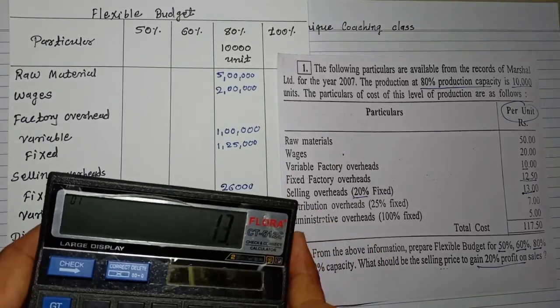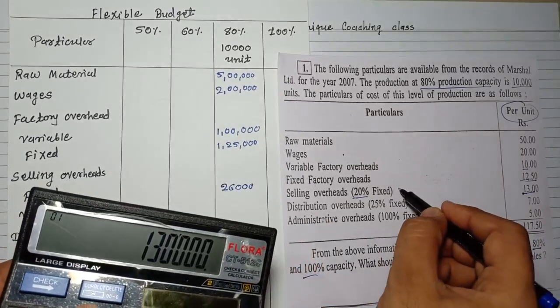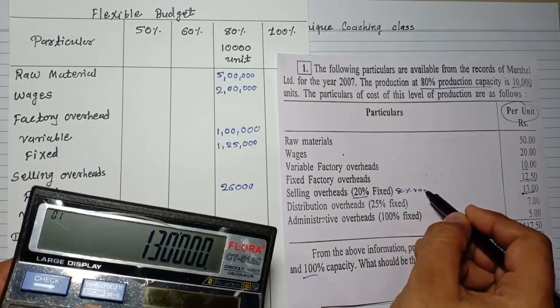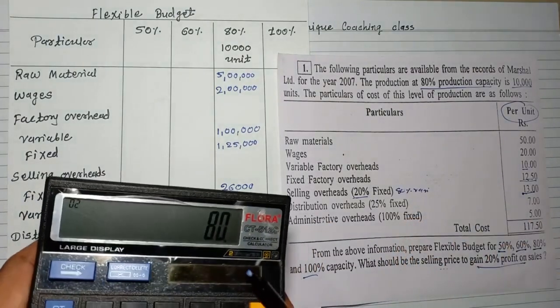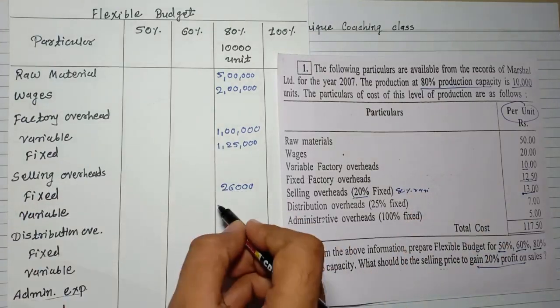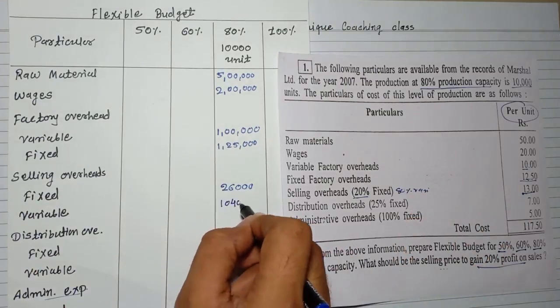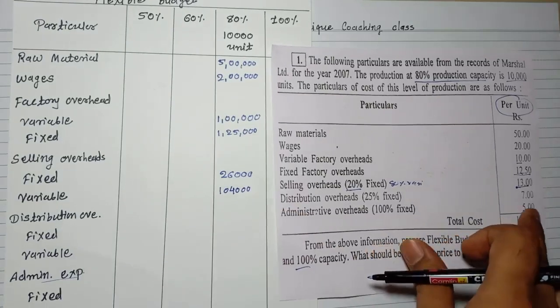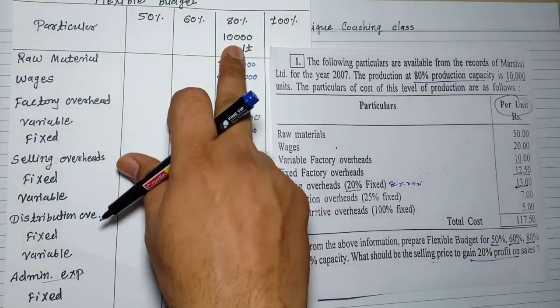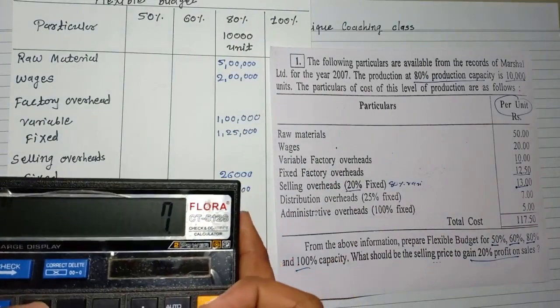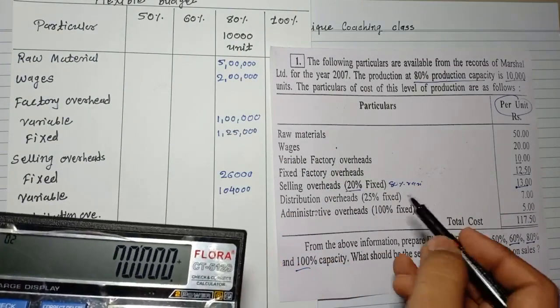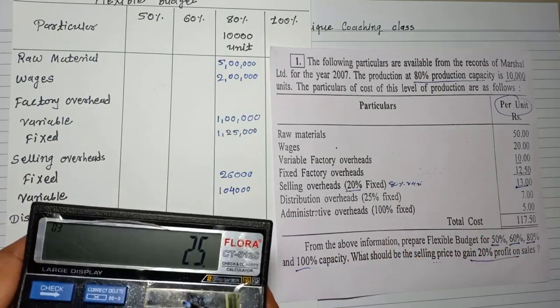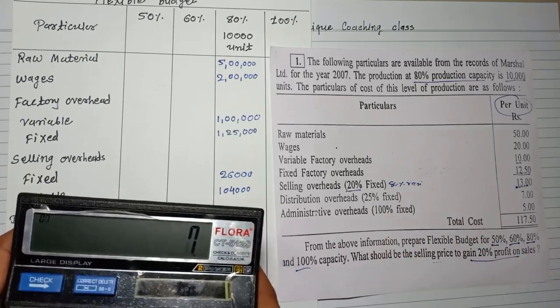Okay, so 130,000 we take 20% as fixed, so the remaining 80% is variable, right? So 80% of 130,000, that is 1,04,000, is variable. Clear? Same calculation for distribution. Distribution expense is given as 7. Total units are 10,000. 10,000 into 7 means 70,000, right? Out of that, 25% is fixed. 25% fixed.